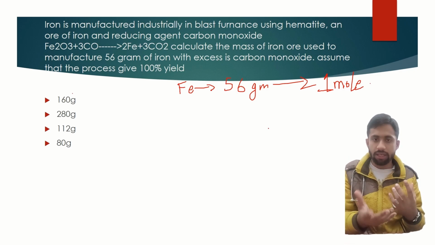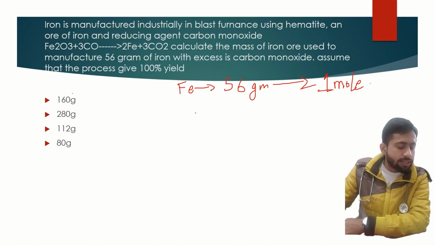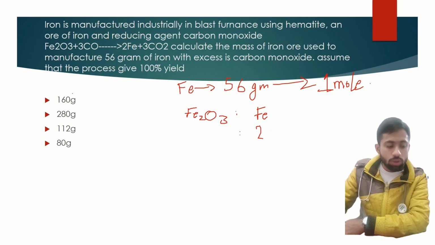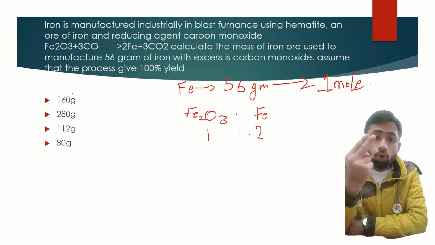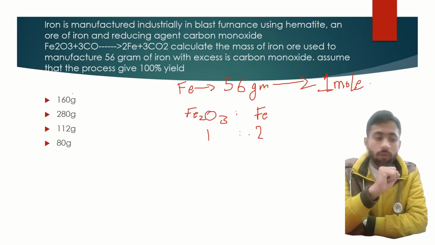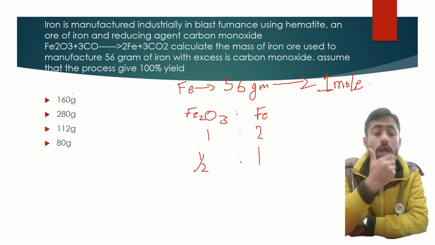Basically theoretical yield, part 3 of our video. So let's move on. The process gives 100% yield, Fe2O3. Let's take ratios of ore with iron. 2 moles of iron was given by 1 mole of iron ore. In order to have 1 mole of iron, you need half a mole of iron ore. How many moles? Half a mole.